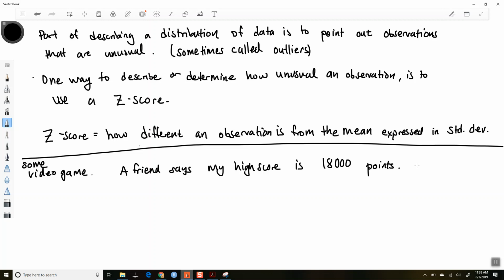Well, we would probably want to know what the average score is, right? If the average score is 18,000, then 18,000 is not that impressive. That just means your friend is average. If the average score is above 18,000, assuming higher points are better, then 18,000 is below average, right? And if the average score is, say, 15,000, then you are 3,000 points above average, right? So first of all, we need to know where the average or the mean is, okay? So we need to know the mean.